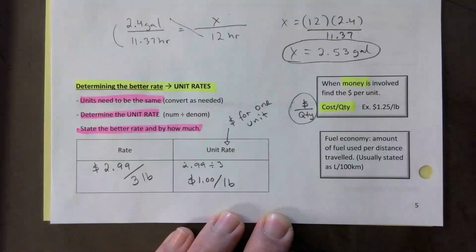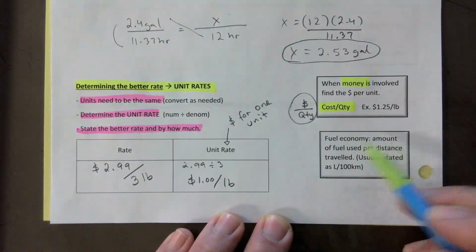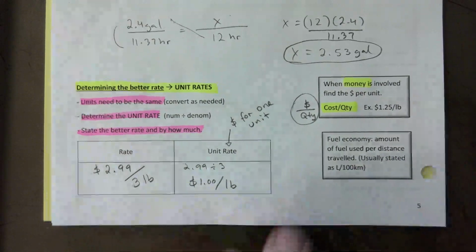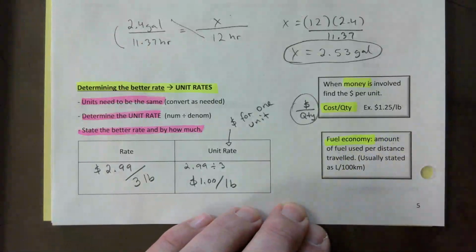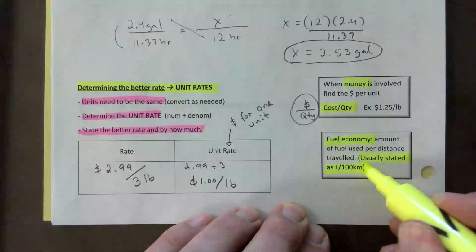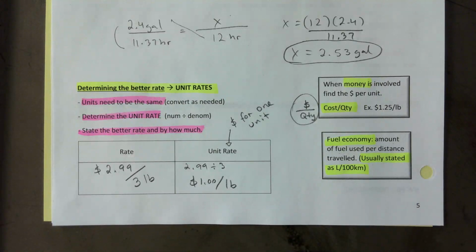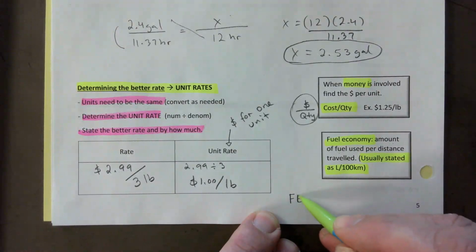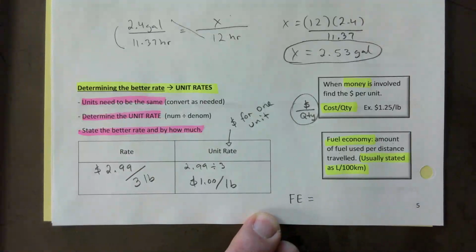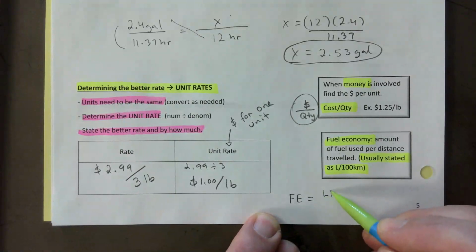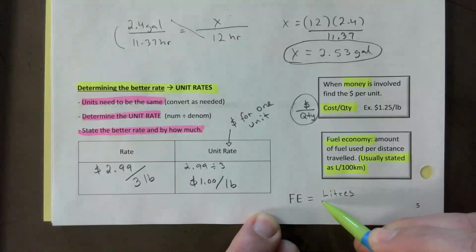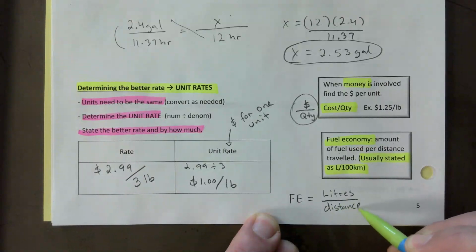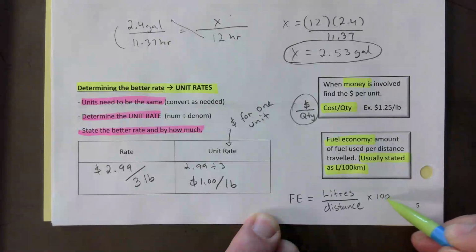Another thing too, every once in a while it creeps up, it's fuel economy, the amount of fuel used per distance traveled. And it is usually stated, so I'm going to highlight that part, fuel economy is usually stated as liters per 100 kilometers. So I'm going to give you a formula for this one. If I ever ask you to calculate the fuel economy, you go liters consumed divided by the distance that you traveled, and you multiply that by 100.